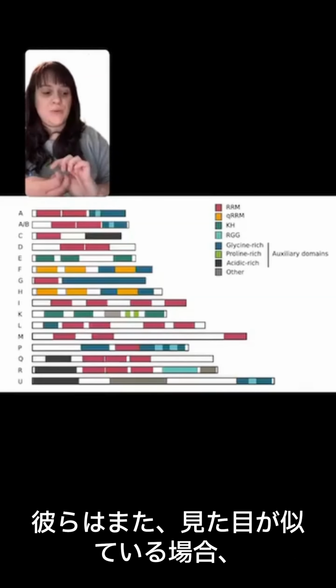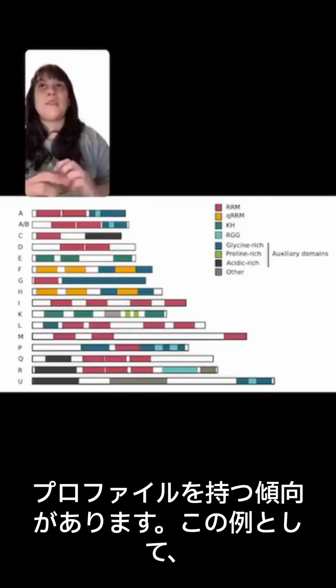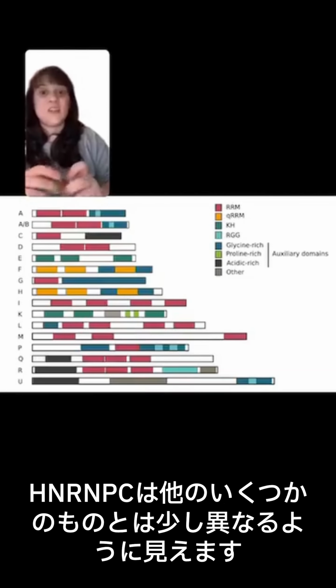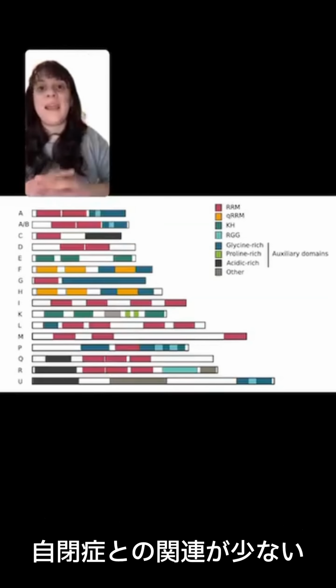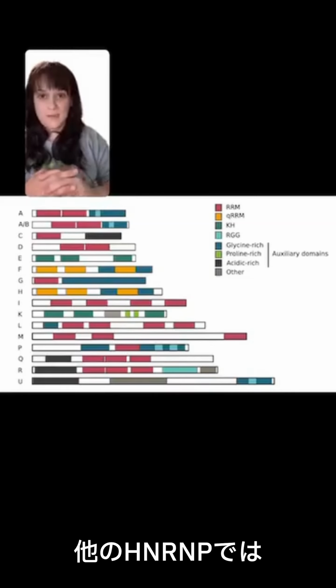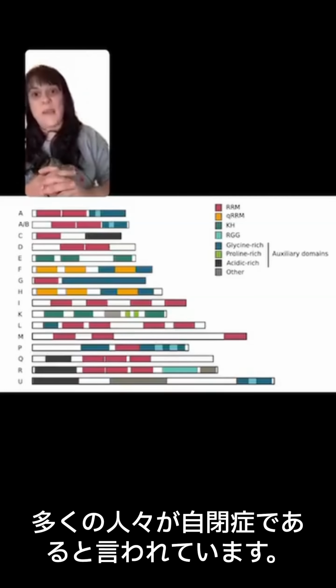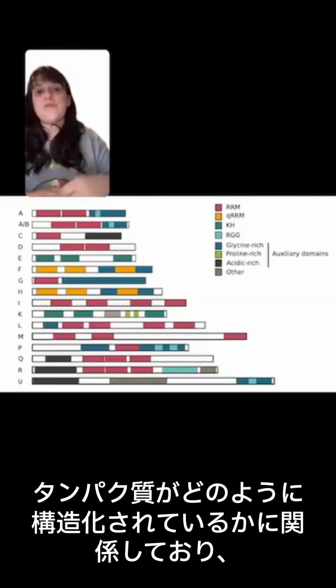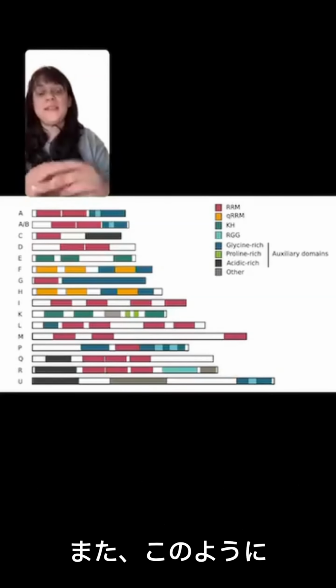They also tend to, if they look more alike, have a more similar behavioral profile. And an example of this is that HNRNPC looks a little bit less like some of the other ones. And this actually is one of the HNRNPs that we have not identified very many people with autism in, whereas some of the other HNRNPs we have. And so that's related to how the proteins are actually structured, as you can see here.